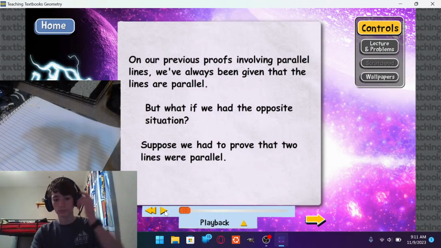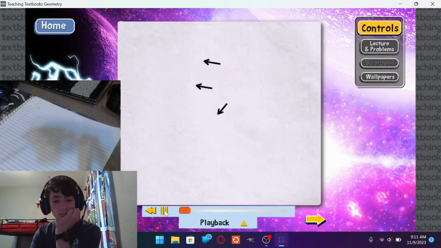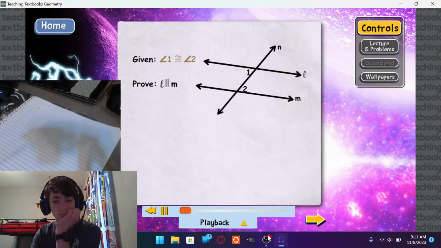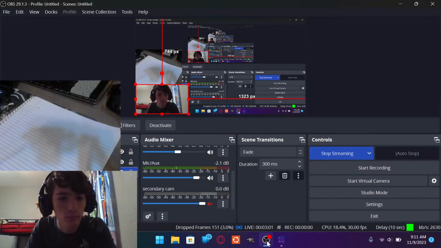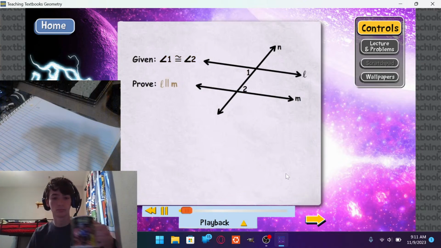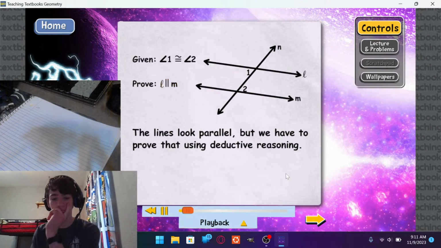Okay. So I'll put a picture up. See, our given statement says that angle 1 and angle 2 are congruent, and then we can see that those are alternate interior angles. And then we're supposed to prove that the lines L and M are parallel. Now, they look like they're parallel, but that's not enough in geometry or really in all of math. Remember, everything has to be proven using deductive reasoning.